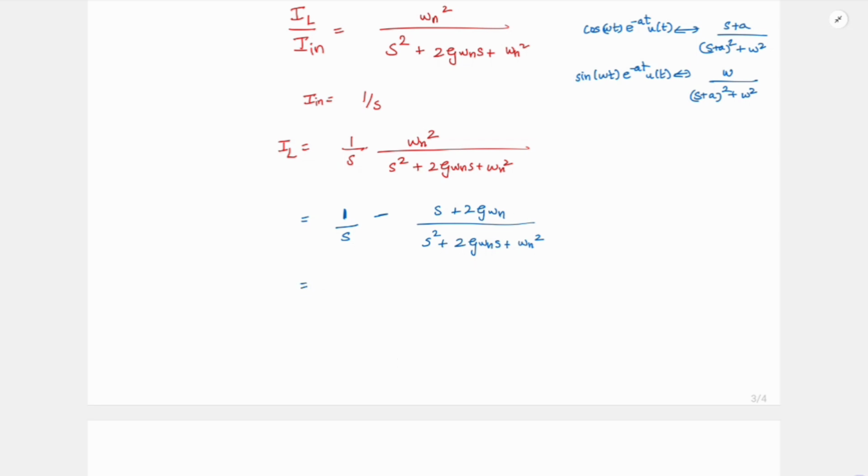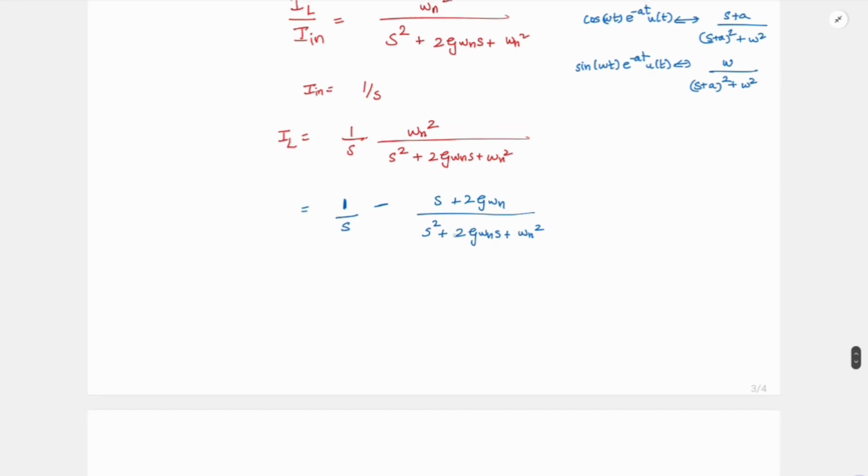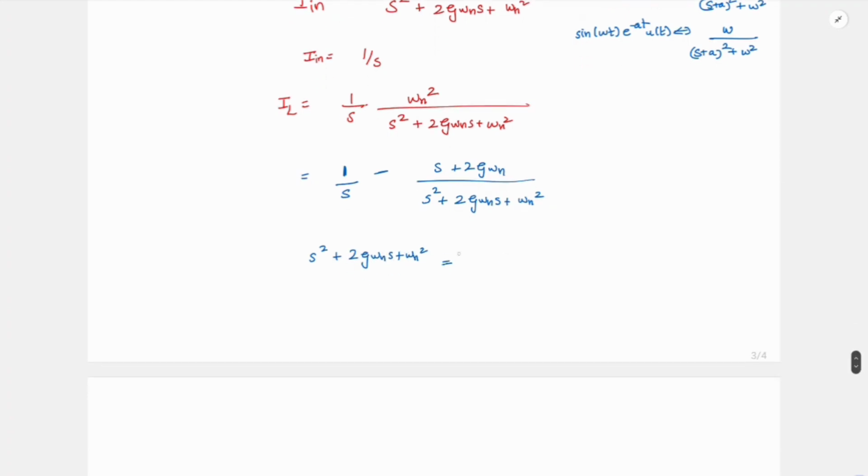So now we need to simplify this part to something like this. So how will we do it? So let us only consider the denominator now. So we have s square plus 2 zeta omega n s plus omega n square. So now I'll write it as s square plus 2 into, we have s here.